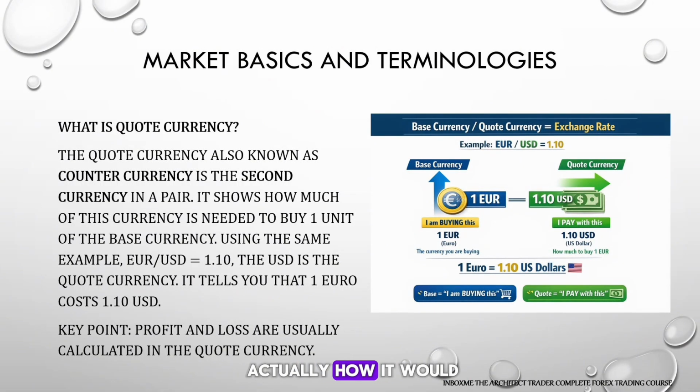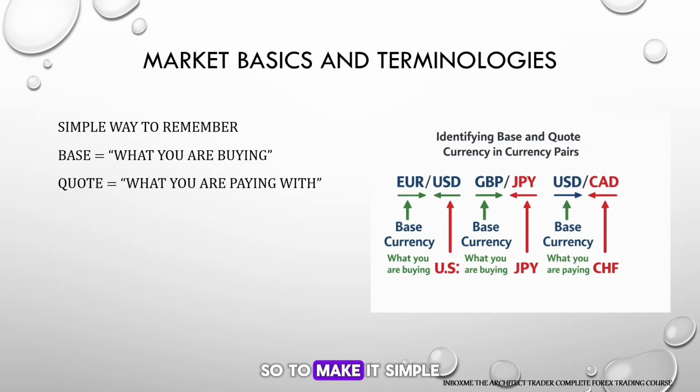So this is not actually how it would go. It's just a basic example, and this is not what the base and quote currency were actually about. But just so you get the actual point, to make it simple, the base currency is what you are actually buying, and the quote currency is what you are paying with, and that's just it. For the base currency, we just want to know 1 unit of it, and the quote currency is what you are paying with. So just like I said, the profit and loss is calculated in the quote currency, right? Because it is what you are using to pay. So that's how you now know if you're making more or less.